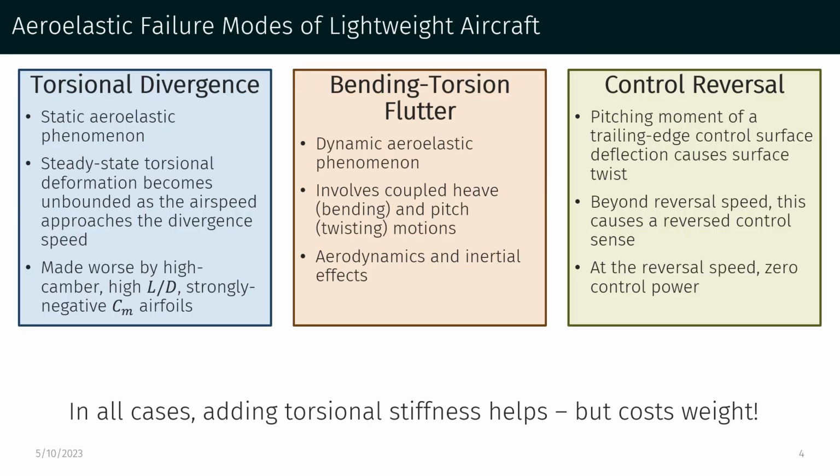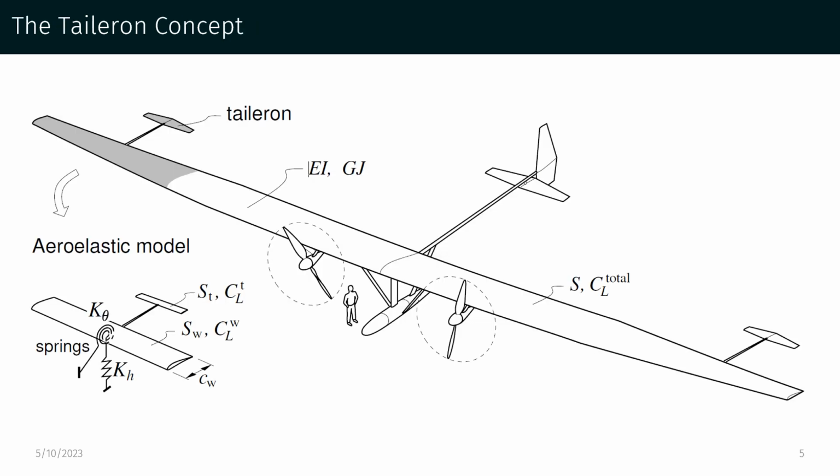When we say aerostructural failure, there are really three failure modes that we're concerned about: torsional divergence, bending torsion flutter, and control reversal. All three of these modes can be suppressed by increasing the wing torsional stiffness. Of course, this also invariably increases the wing structural weight, so suppressing these phenomena with lower weight strategies is highly desirable. To achieve this, we introduce the concept of Tailerons, which are small, all-moving actuated aerodynamic surfaces attached to booms that protrude aft from the outboard sections of the wing.